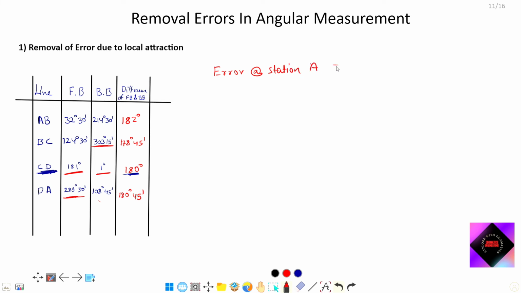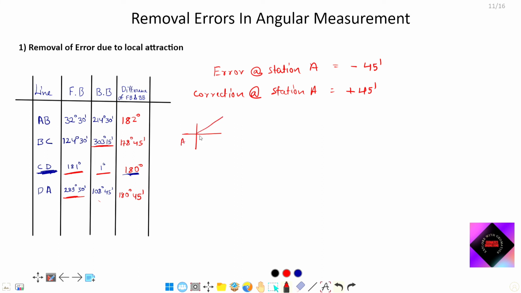Then we will get that minus 45 minutes. Then we will get the correction provided to station A. Correction at station A will be just plus 45 minutes. Then one reading is corrected, that is the fore bearing. So the next reading from A will be the next reading taken from station A.